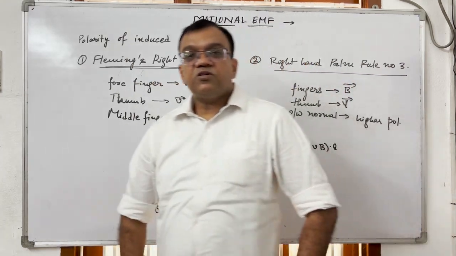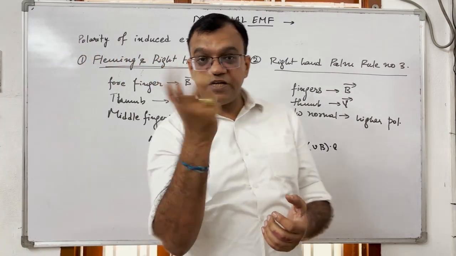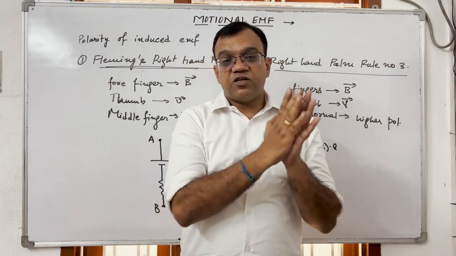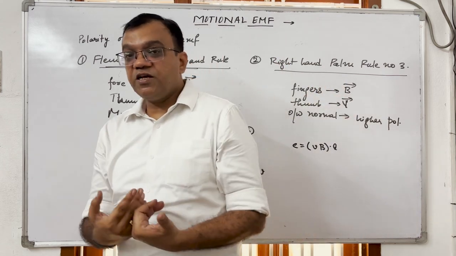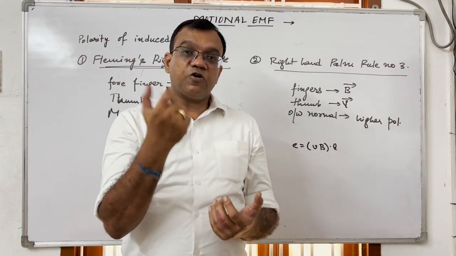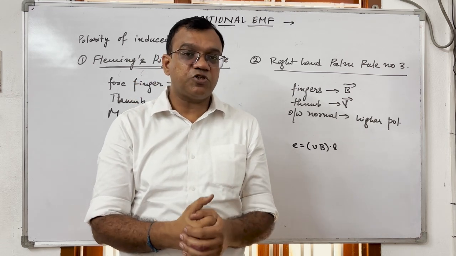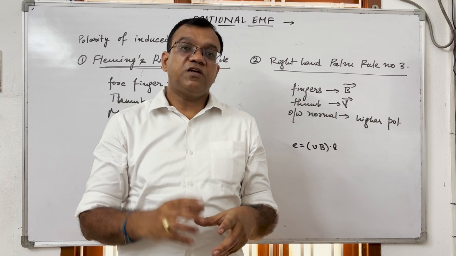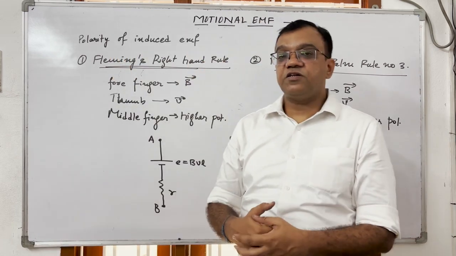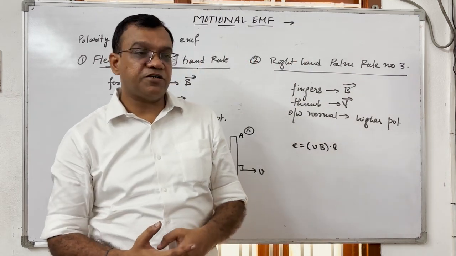Now I'll summarize this part, motional EMF. Motional EMF is due to two parts: due to the change in theta orientation or due to the change in area. Due to the change in orientation, if any coil is rotating at angular velocity omega in a magnetic field, then EMF induced in that coil will be NBA omega sine omega t, which is also a very general procedure for alternators and generators.